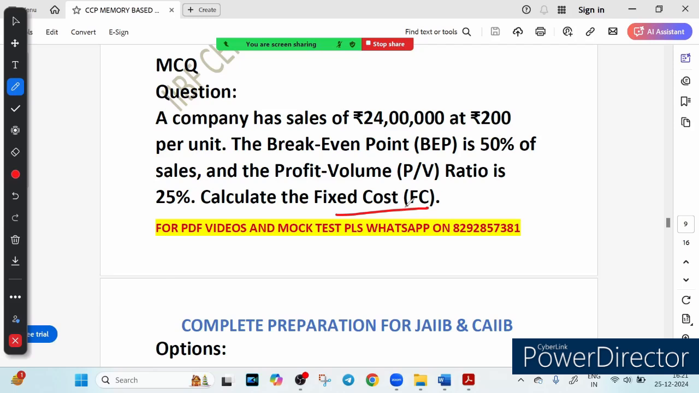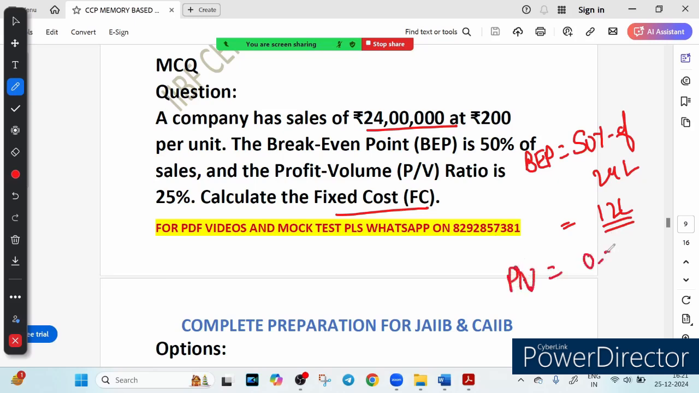What is given? Break even point is 50% of the sale. And how much is the sale? Sale is given as 24 lakh. So can you tell me what the BEP will be? BEP will be 50% of 24 lakh, isn't it? What is 50% of 24 lakh? 12 lakh. So BEP will be 12 lakh. And now the P/V ratio is given as how much? The P/V ratio is given as 25%, or we can say 0.25.